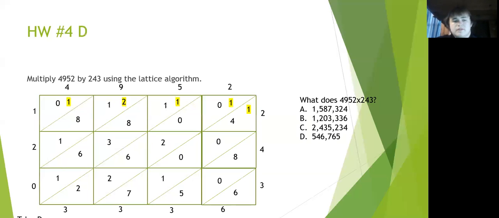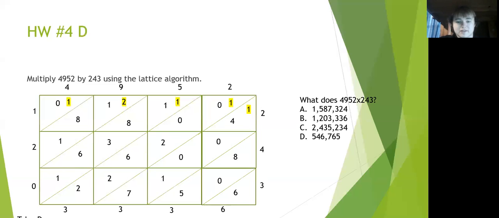Homework problem number 4D. Oh, this one's going to be large. We have 4,952 by 243. Okay, we'll start up at the top right. We get 2 times 2 is 4, 2 times 4 is 8, 2 times 3 is 6, 5 times 2 is 10, 5 times 4 is 20, 5 times 3 is 15, 9 times 2 is 18, 9 times 4 is 36, 9 times 3 is 27, 4 times 2 is 8, 4 times 4 is 16, 4 times 3 is 12, and then we're going to get our numbers here.